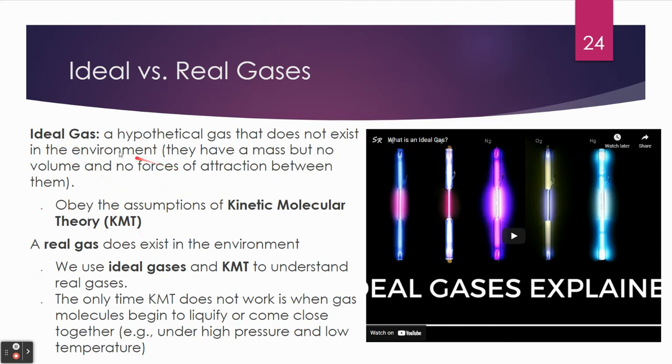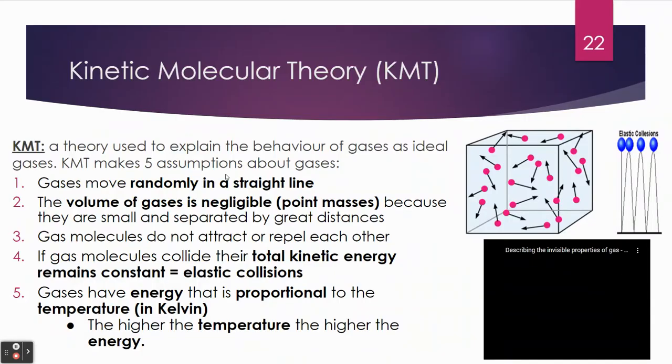Essentially, what makes a gas ideal is that the particles have a mass but no volume, and there are also no forces of attraction between the particles, which is weird. The particle theory said all particles have attraction between them. But when it comes to gas, that attraction is so small that in kinetic molecular theory, we just assume it's not there.